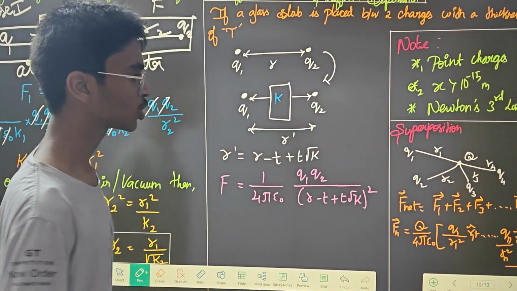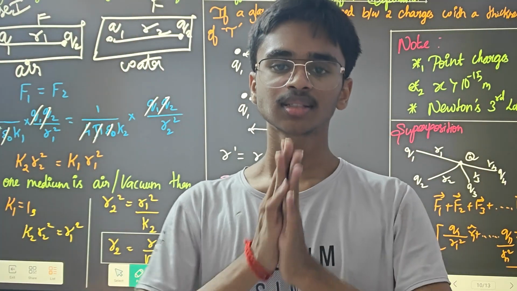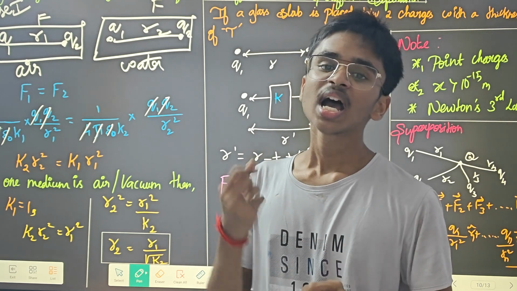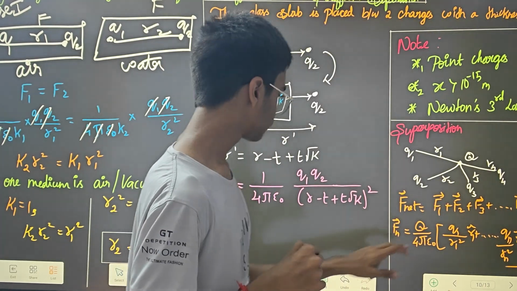Next is superposition. What is superposition? That means a lot of charges are being kept around a charge. Okay, so here this is that one charge.